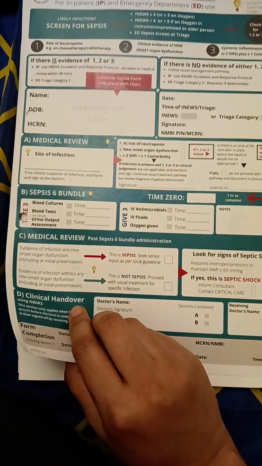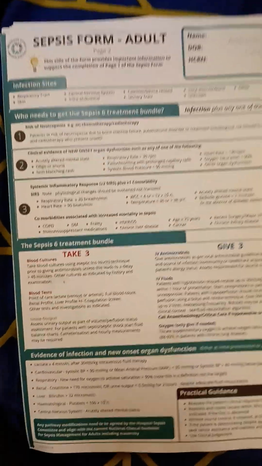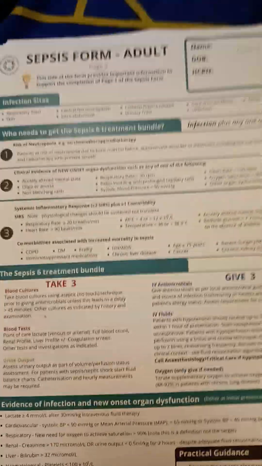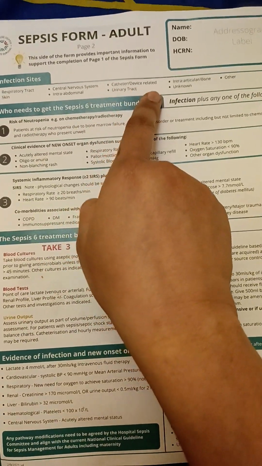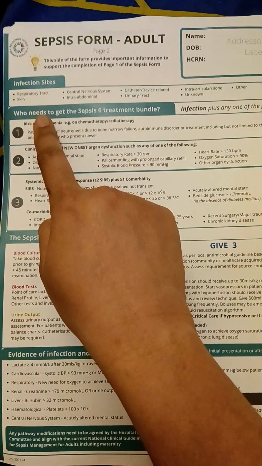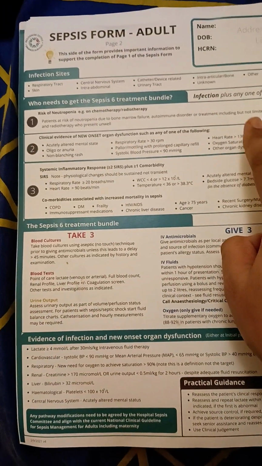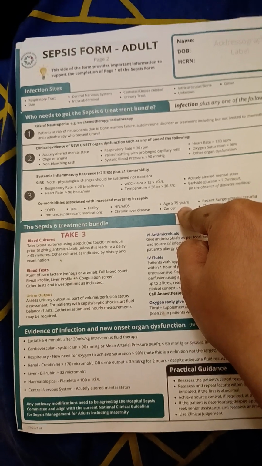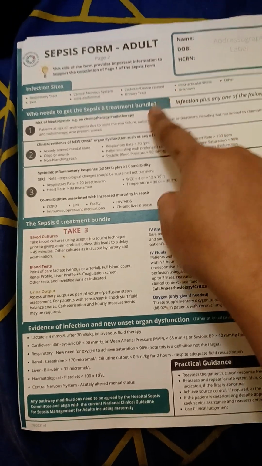this next page, which has the explanations. So the infection sites, earlier I told you there is an infection site. The infection site might be a respiratory infection, central nervous system, catheter device, intra-articular bone or skin, intra-abdominal or urinary tract, or unknown. So we have checked there are three types of criteria that might start the sepsis form as well. The first one is the risk of neutropenia.